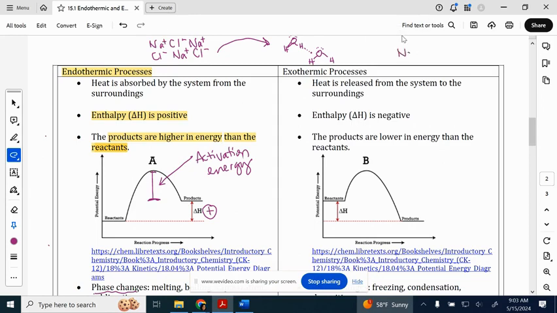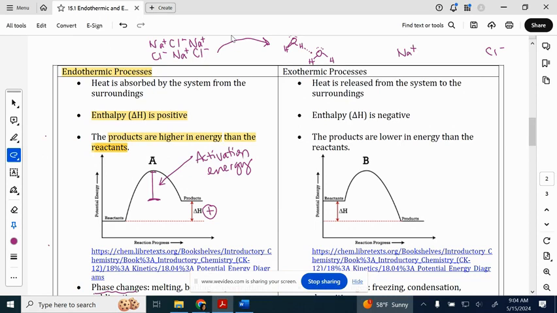So you've got to get your sodium ions separated from your chlorine ions. That takes energy. To separate these things out, you've got to input some energy to make that happen. The other thing that has to happen is these water molecules have to separate from one another.